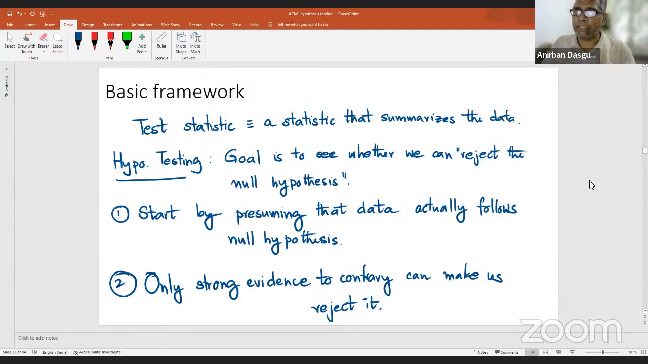Then you come up with the test statistic as well as the null hypothesis together. The test statistic is a statistic that summarizes the data, because we will not be able to talk about the entire data all at once. I don't even know the kind of data. Typically, we summarize the data using a single test statistic. Then we talk about that test statistic.